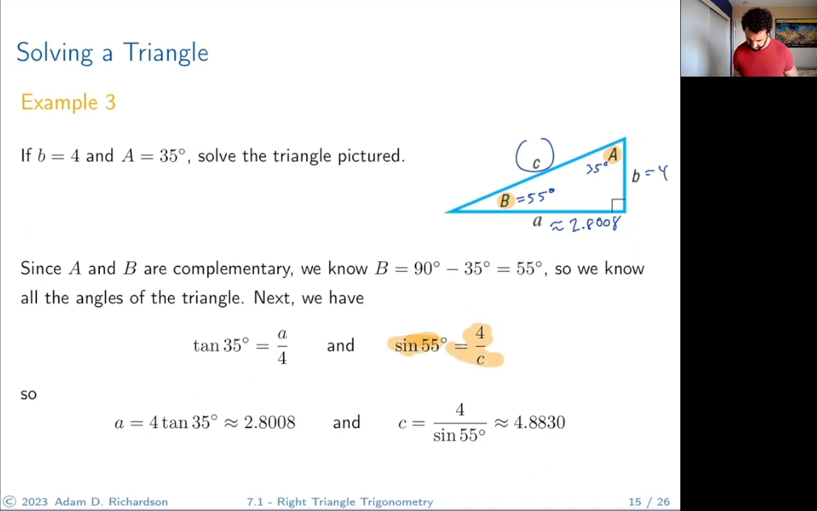That's what we're doing. Remember, sine is opposite over hypotenuse, so it's going to be 4 over C. Once we know that sine of 55 degrees is 4 over C, we can solve for C by multiplying and dividing, or a flip and multiply, and we get that C is equal to 4 over sine of 55 degrees. Plug that into a calculator and it will give you the approximation 4.8830. So now we know all of the information about the triangle. We've solved it.